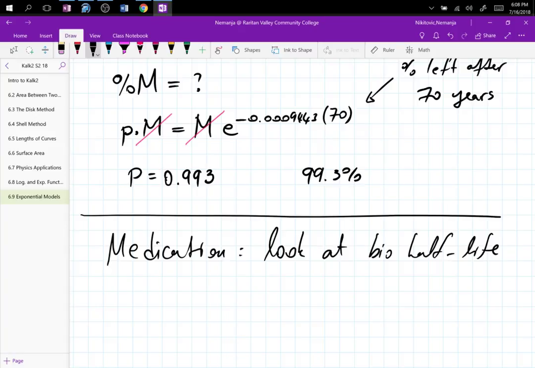All right. So we look at the bio half-life, and I'll just say Advil over here. 1.9 hours. So lambda is 1.9 hours. And that's that. That's 6.9. Let's go hit the break.